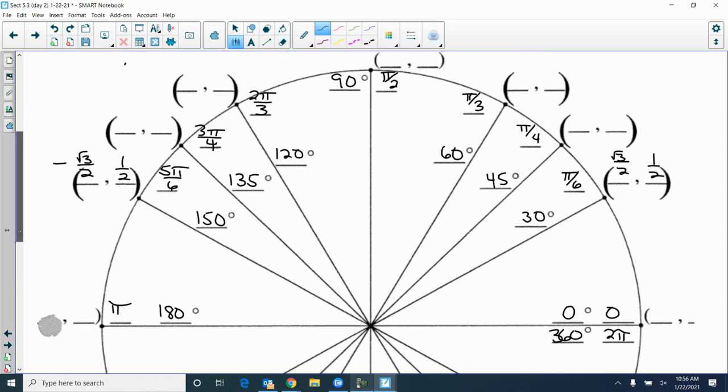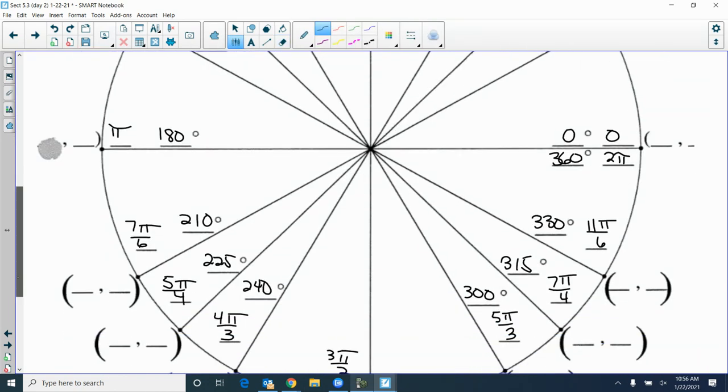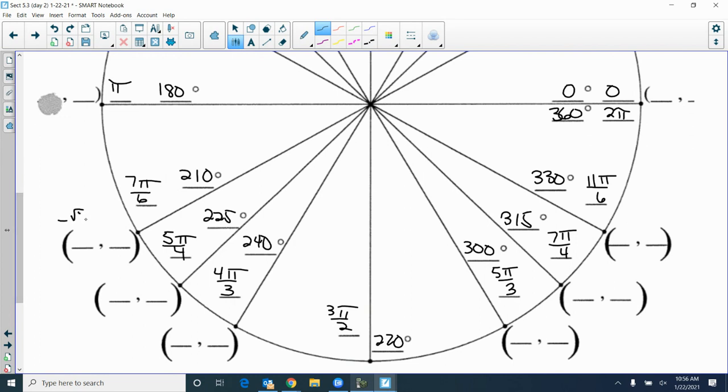And 210 is negative square root of 3 over 2, negative 1/2. And 330 is square root of 3 over 2, negative 1/2. All right, we'll stop there. We'll finish Monday. My apologies, no homework.